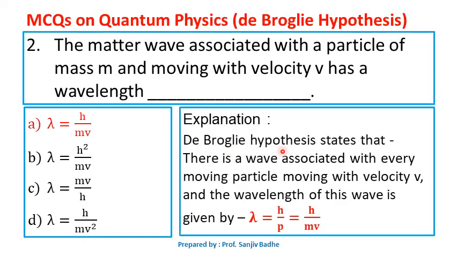We know the de-Broglie hypothesis states that there is a wave associated with every particle moving with velocity v, and the wavelength of this wave is given by lambda is equal to h upon p, where h is Planck's constant and p is momentum of the particle. So p can be written as the product of mass and velocity, and therefore in this problem option A, lambda is equal to h upon mv, is the correct option. So the wavelength of the wave associated with a particle of mass m and moving with velocity v is lambda is equal to h upon mv.